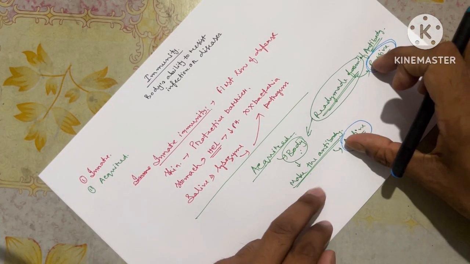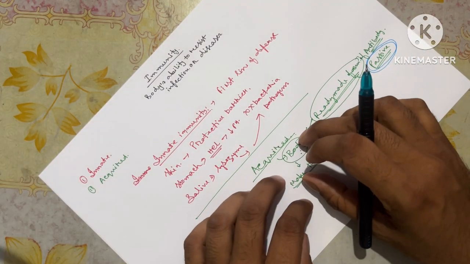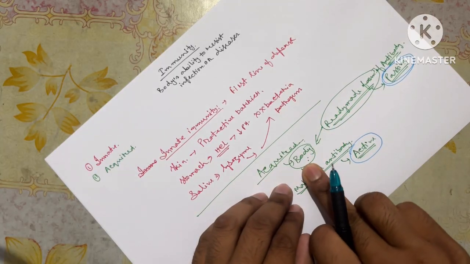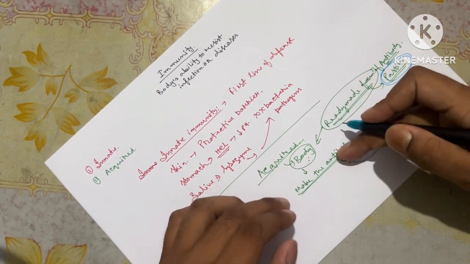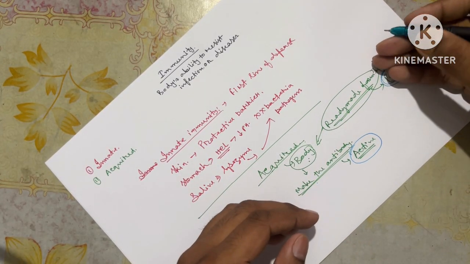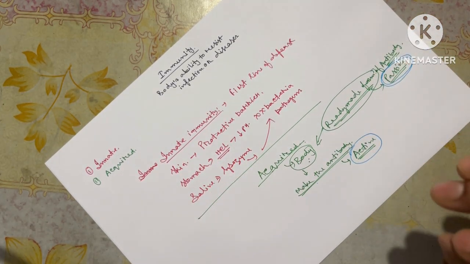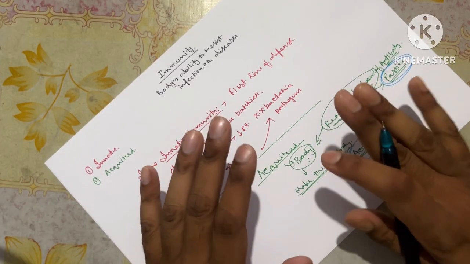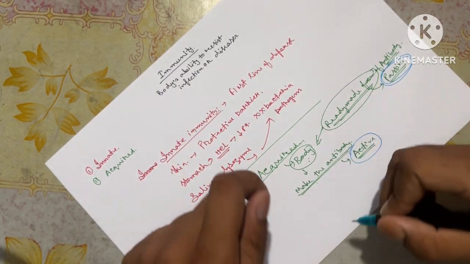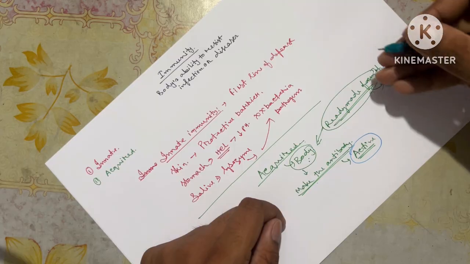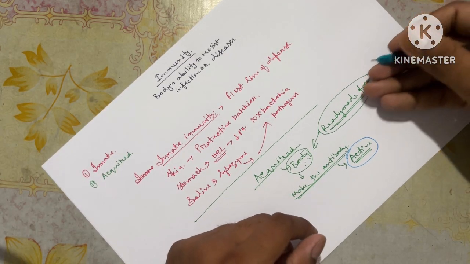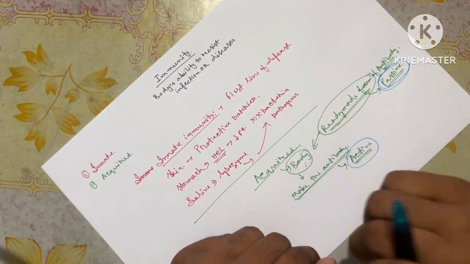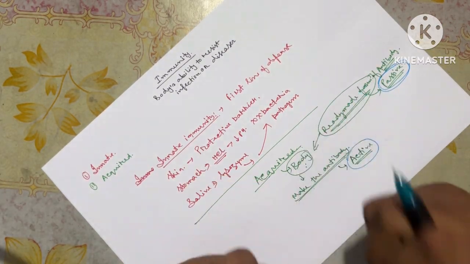In both cases, the body is getting antibodies, right? In both cases, the body acquires antibodies, maybe by making those antibodies by itself, or maybe by getting those antibodies in ready-made form. Ultimately, they are going inside the body. Maybe the body makes the antibodies itself, or maybe in ready-made form it is getting them from somewhere. But in both cases, the body is acquiring those antibodies.